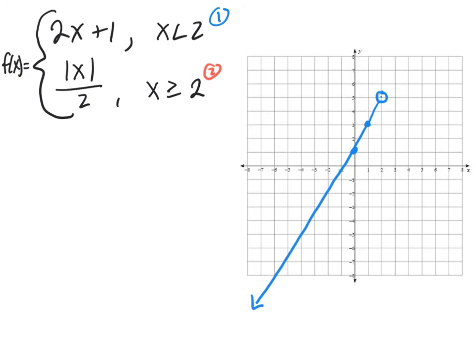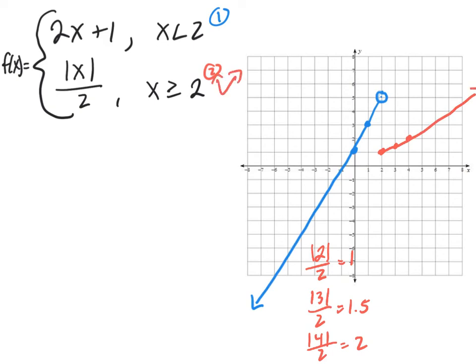Alternatively, you could just plug in some points here, right? So we're going to start at 2, and I'm going to say, all right, absolute value of 2 divided by 2 is just 1. Absolute value of 3 divided by 2 is exactly 1.5. Absolute value of 4 divided by 2, that's 2. And then I have a nice way to start my graph. So we know that this is going to look approximately like a V, and we knew that this first one would be a line with a positive slope.